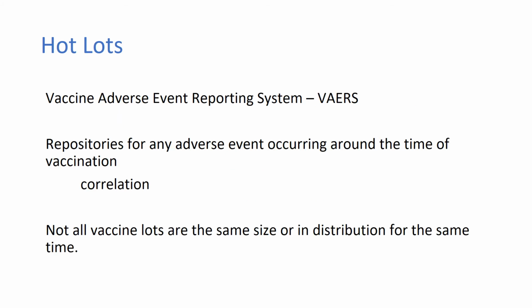So, similar to the efficacy of the vaccine is this idea of hot lots. These are lots of vaccines, or particular batches, that are perceived to be unsafe. This can typically be found by looking up the Vaccine Adverse Event Reporting System. There, you'll see that it's a repository, or just a collection, of any adverse event that occurred surrounding the time of vaccination. So it's a correlation. There's no causation even implied. It's just that this event seemed to happen around the vaccination.